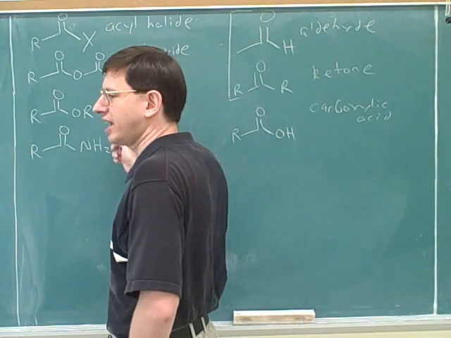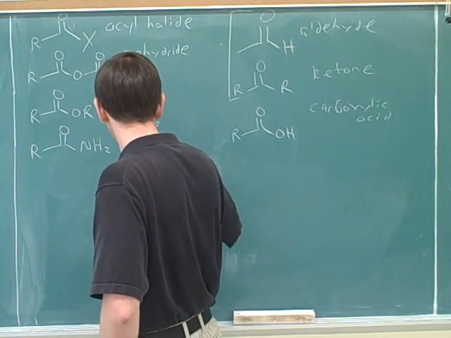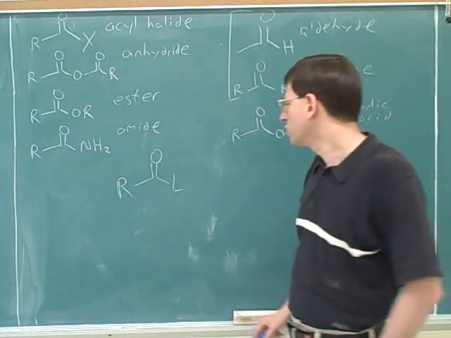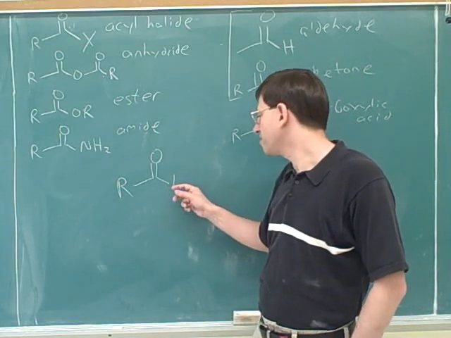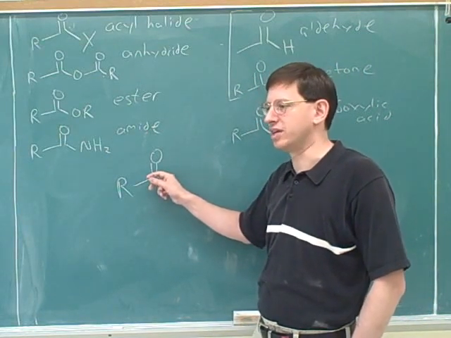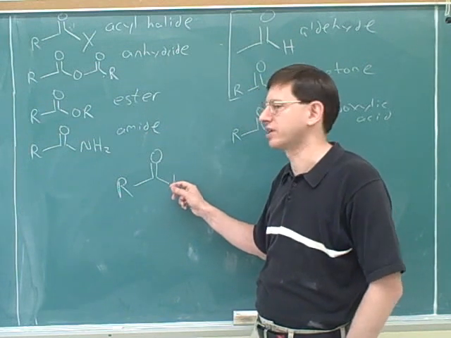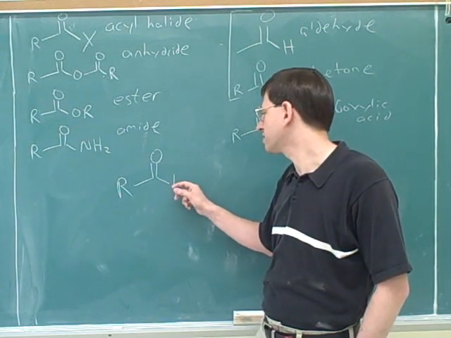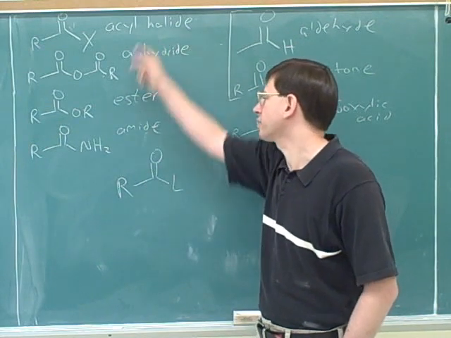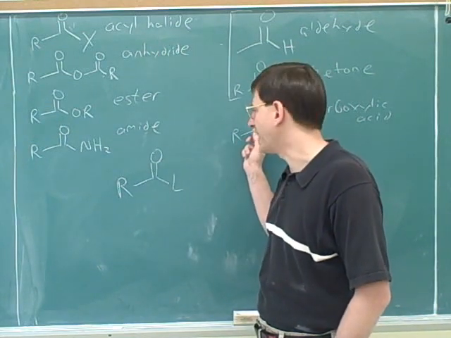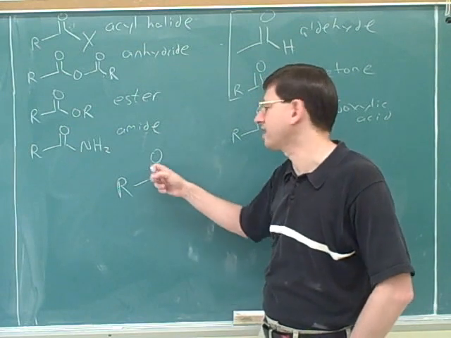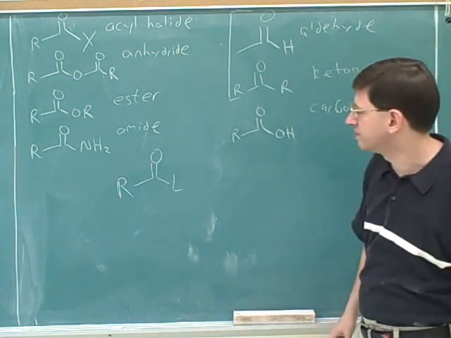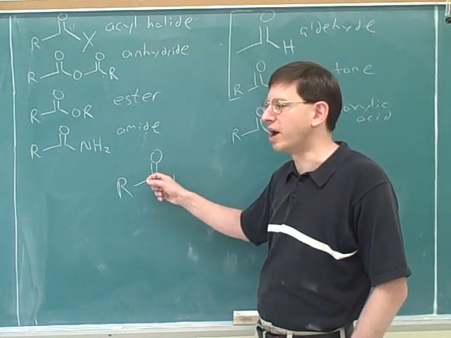Well, all of these carboxylic acids and acid derivatives could be written like this, where we have some heteroatom connected to a carbonyl. This L is just a good symbol for neither a hydrogen nor a carbon. Something that's neither a hydrogen nor a carbon connected to the carbonyl, that's what all of these things have in common. They have an electronegative atom bonded to the carbon.